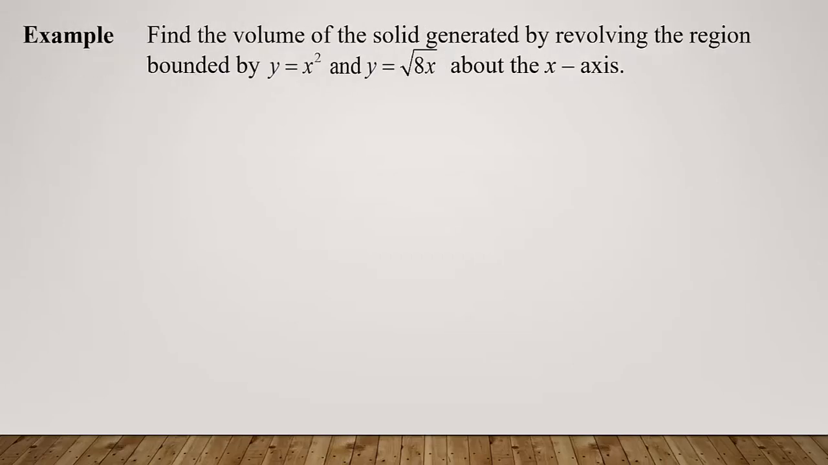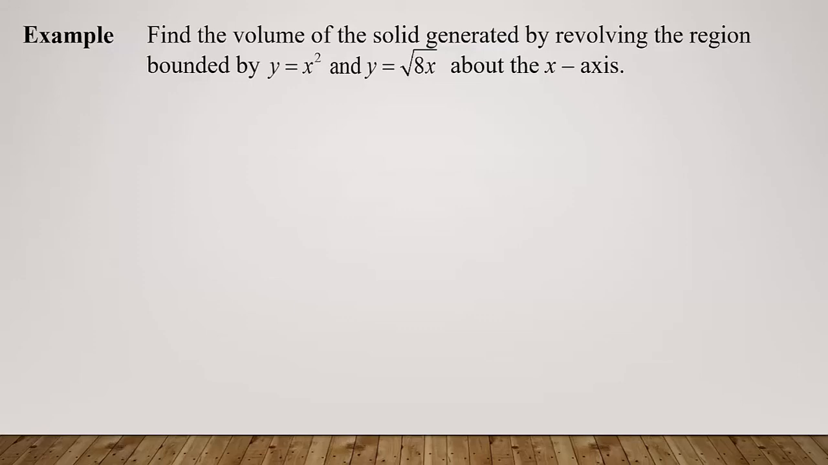And in using the washer method, you have to determine what I call big R and little r. Remember, big R is the outer radius. Little r is the inner radius. So let's look at an example. This will be an example using the washer method.